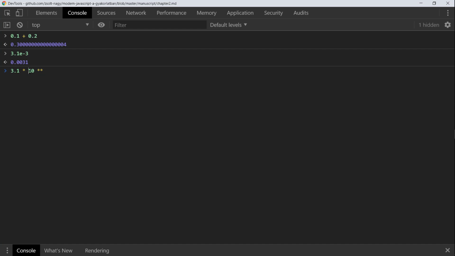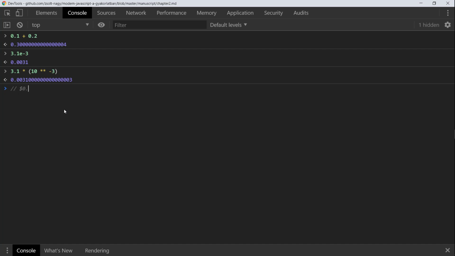This is because if you write 3.1e minus 3, it's a notation for a given number. But if you write 3.1 times 10 to the power of minus 3, these are actual operations that are performed by JavaScript. And then we have the loss of precision due to floating point arithmetic. So be very careful what you write and how you denote numbers. I promised you some solutions to this problem, right? So let's dive into it.